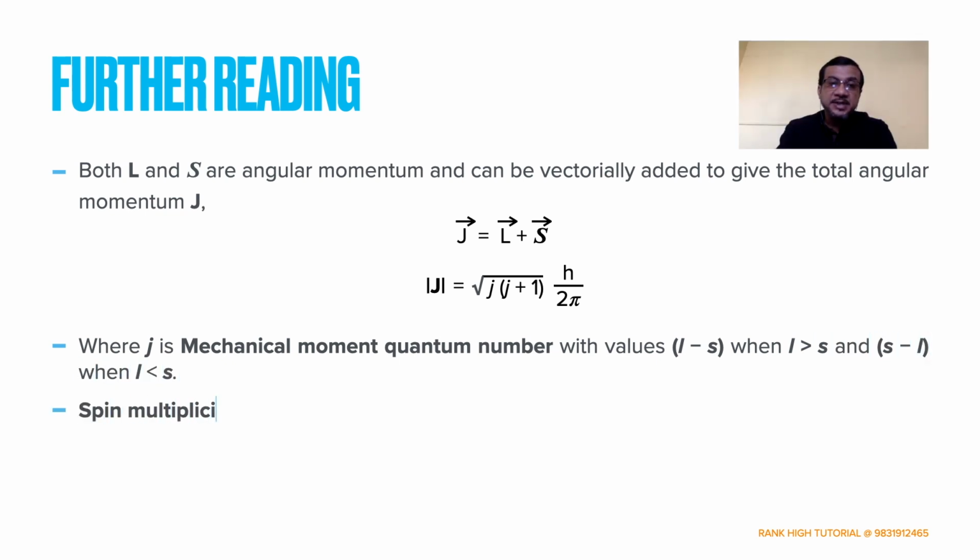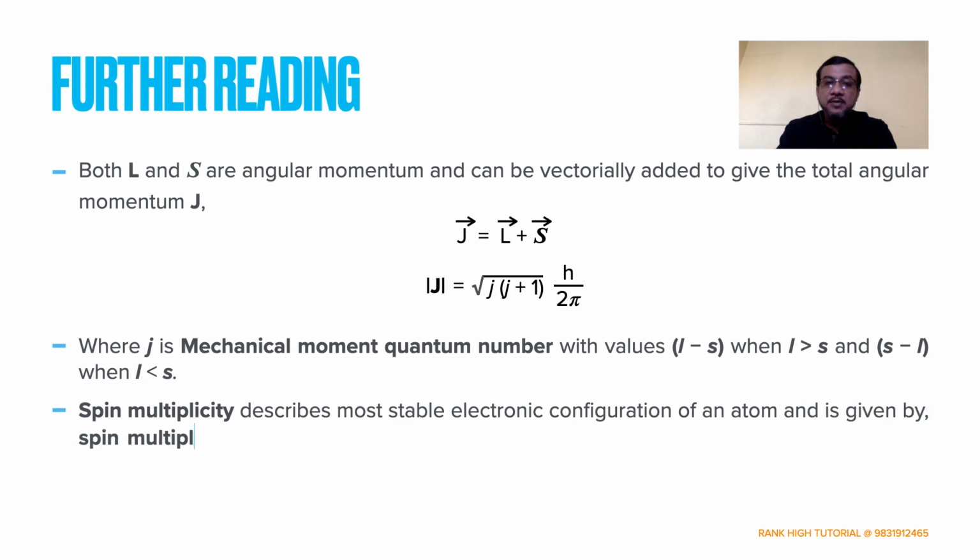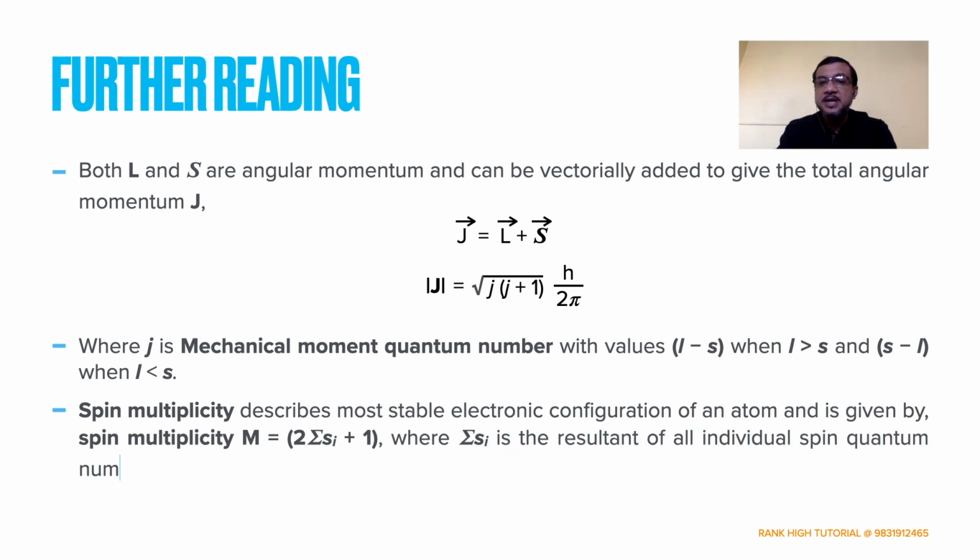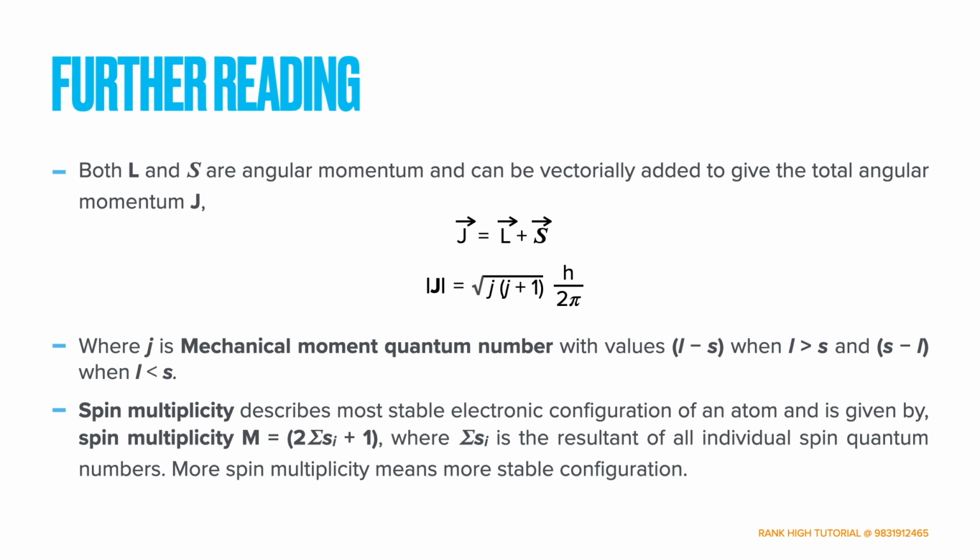Spin multiplicity describes the most stable electronic configuration of an atom and is given by spin multiplicity capital M equal to 2 into sigma of spin quantum number plus 1, where sigma of spin quantum number is the resultant of all individual spin quantum numbers. More spin multiplicity means more stable electronic configuration.